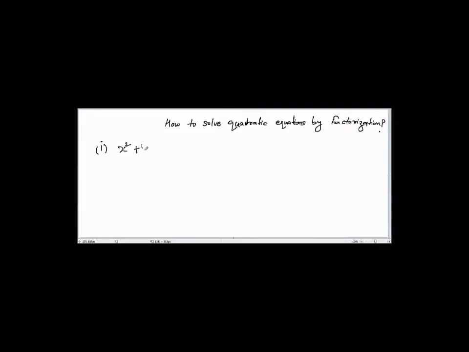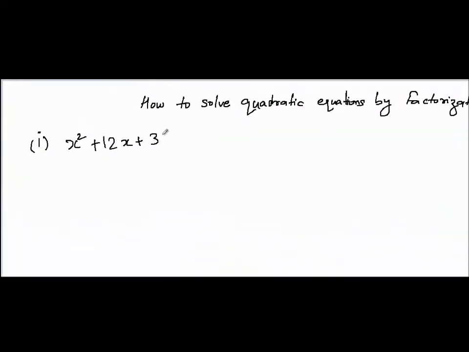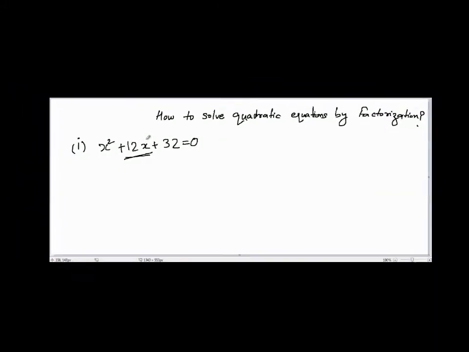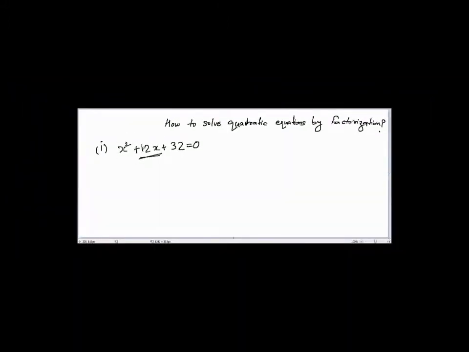So let's take the first example. We have x squared plus 12x plus 32 equal to 0. Now in order to solve any given quadratic equation by the method of factorization, we focus on this middle term. We split this middle term in such a way that the product of those two terms is equal to the product of these two terms. Okay, it looks difficult.